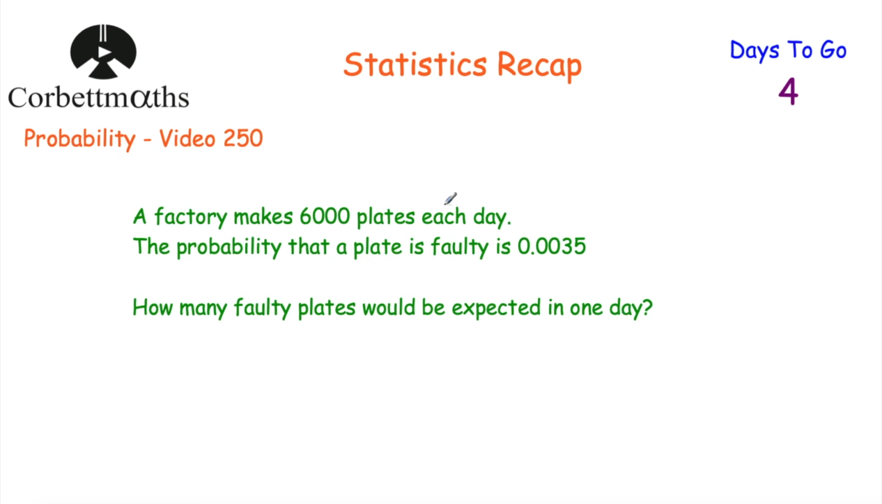Okay, also with probability, sometimes we're asked to find how many times you'd expect something to happen. So if you want to find out how many times you'd expect something to happen, you take the number of trials. A factory makes 6,000 plates, and the probability of one being faulty is 0.0035. So if you're asked to find how many faulty plates you'd expect in a day, you would take the 6,000 plates that are made, that's the number of trials, and you multiply by the probability of it happening, which in this case is the probability of it being faulty, 0.0035. When you multiply those together, that tells you how many times you'd expect something to happen. In this case, that'll be 21, so you'd expect 21 faulty plates.